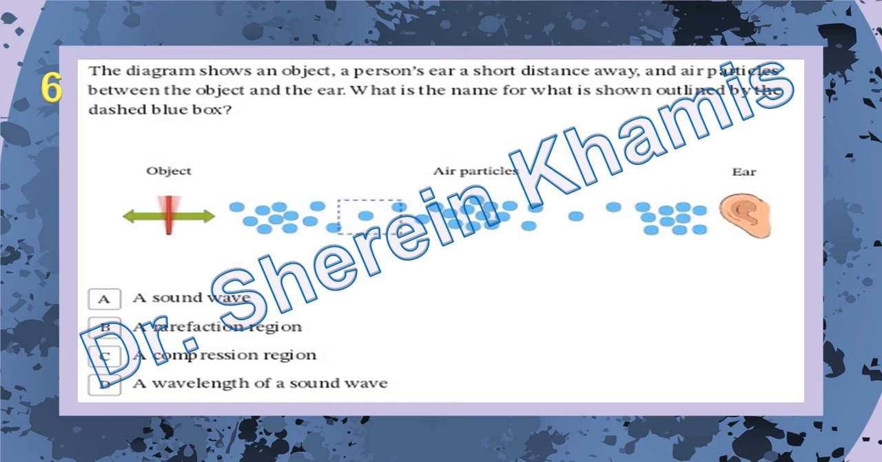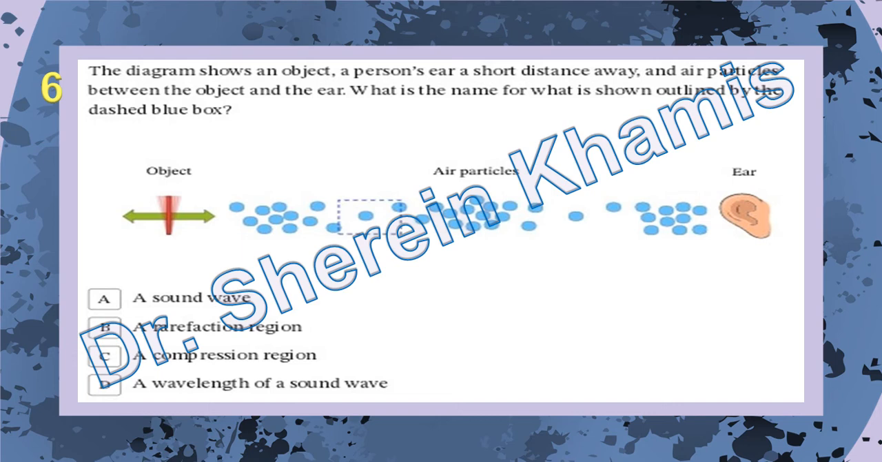Question 6 says that the diagram shows an object, the person's ear a short distance away, and air particles between the object and the ear. What is the name for the region shown outlined by the dashed blue box?